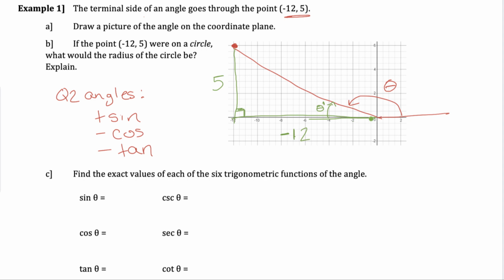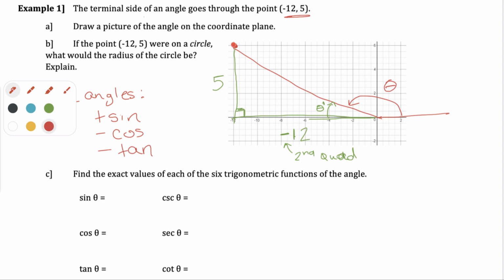So we're going to call it negative 12, because we just want to indicate to us that we're going in that negative direction, that leftward direction, or to indicate to us that we are in the second quadrant. Second quadrant, x is negative, right? Second quadrant.